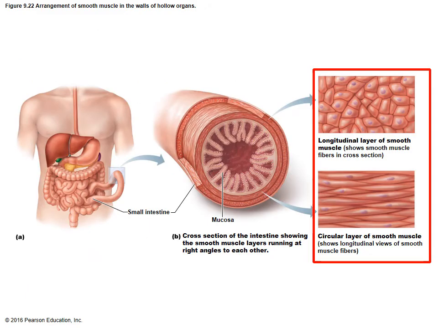So here in this illustration, if you take a look at B, the cross section, you can see the longitudinal format and you can see the circular format of your smooth muscle layering. They can go lengthwise, which will allow movement from A to B, and they can go in a circular pattern, which will allow us to control the lumen, or the inside of these hollow organs.